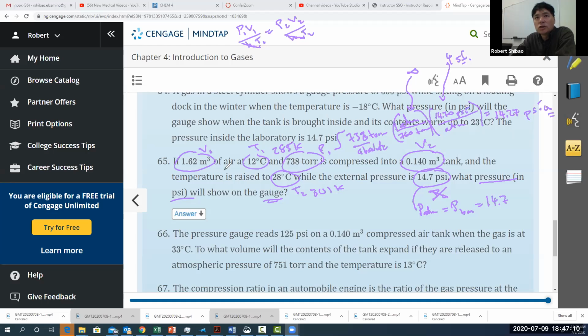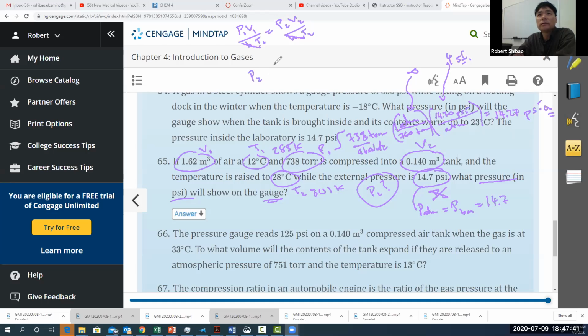Here, what else doesn't change? The volume changed, the temperature changed, and so we have to leave it like this. And so what we've got to find out is P2. What is P2? Here, that's what we need to do. So let's solve this for P2.